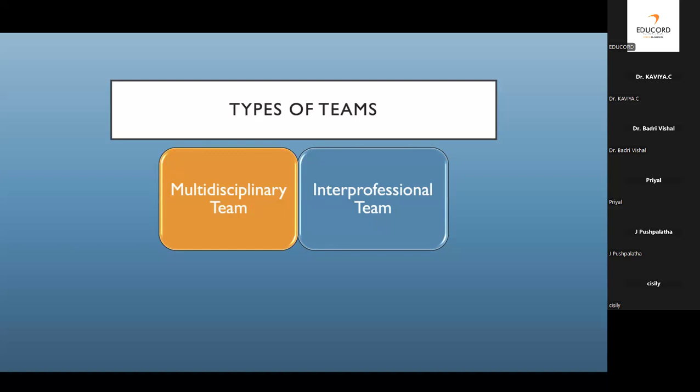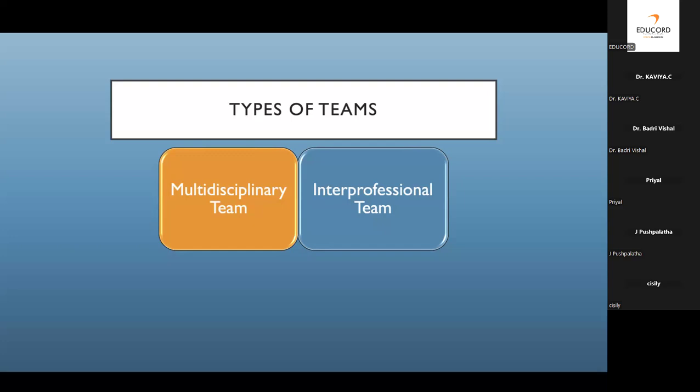Then we have an interprofessional team, in which the professions are changing. Now, this profession change is like when a patient is getting care: the drugs from the pharmacist, care from nursing, physiotherapy from a therapist, the medical treatment from the doctor. So that's the difference in the interprofessional team.